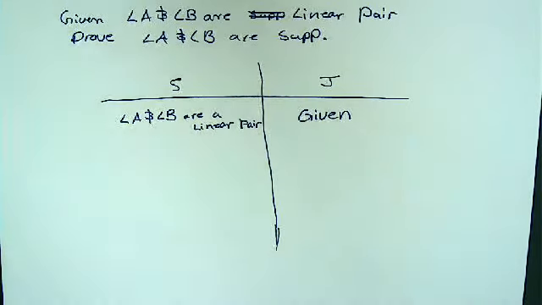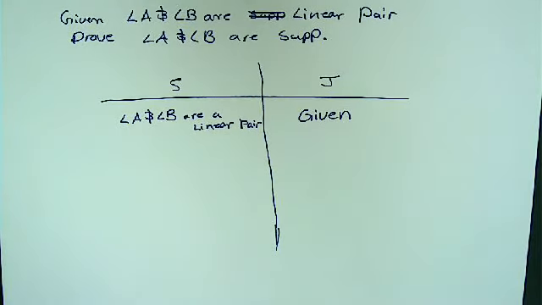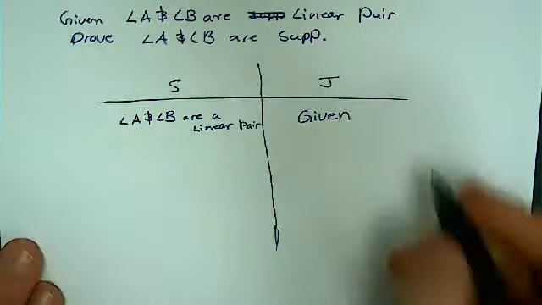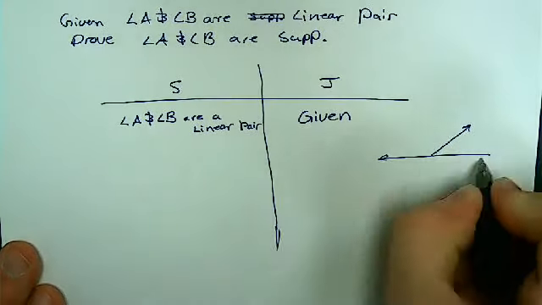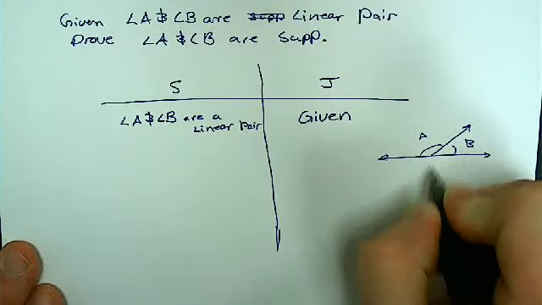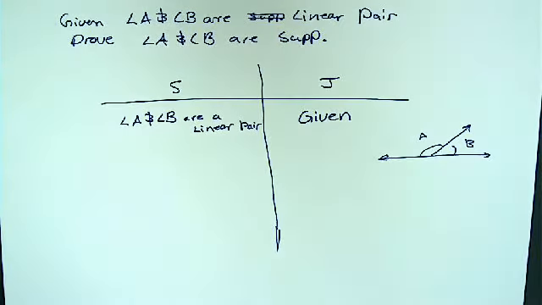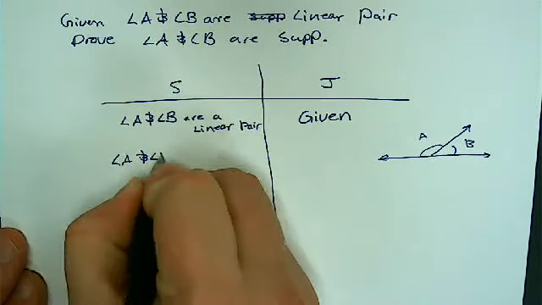Two angles are a linear pair. What do I know about it? If I draw out two angles that are a linear pair, so here, I should actually write this down. So here's two angles that form a linear pair. Here's angle A, here's angle B. What do I know about them? They form a line. Okay, so angle A and angle B form a line.